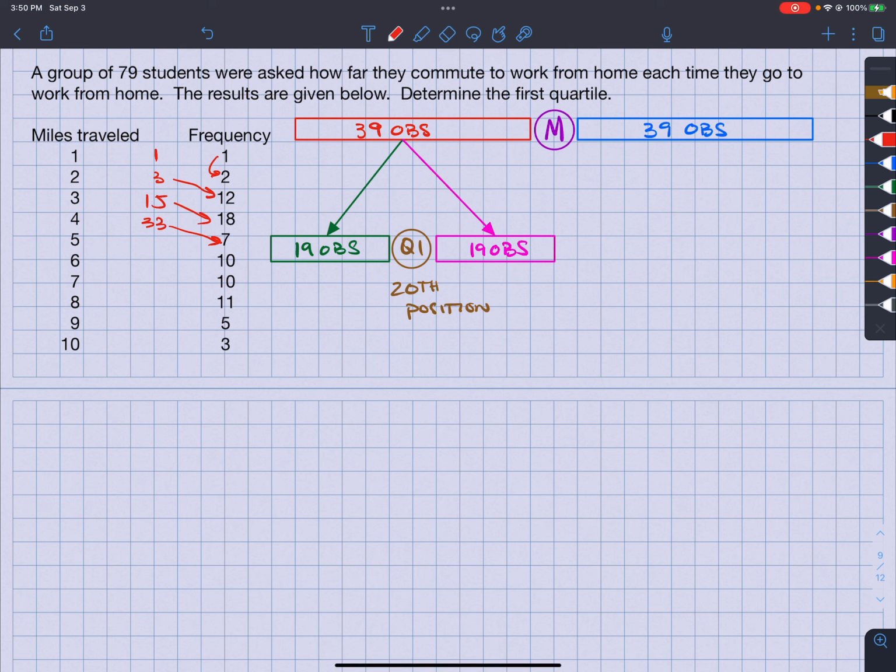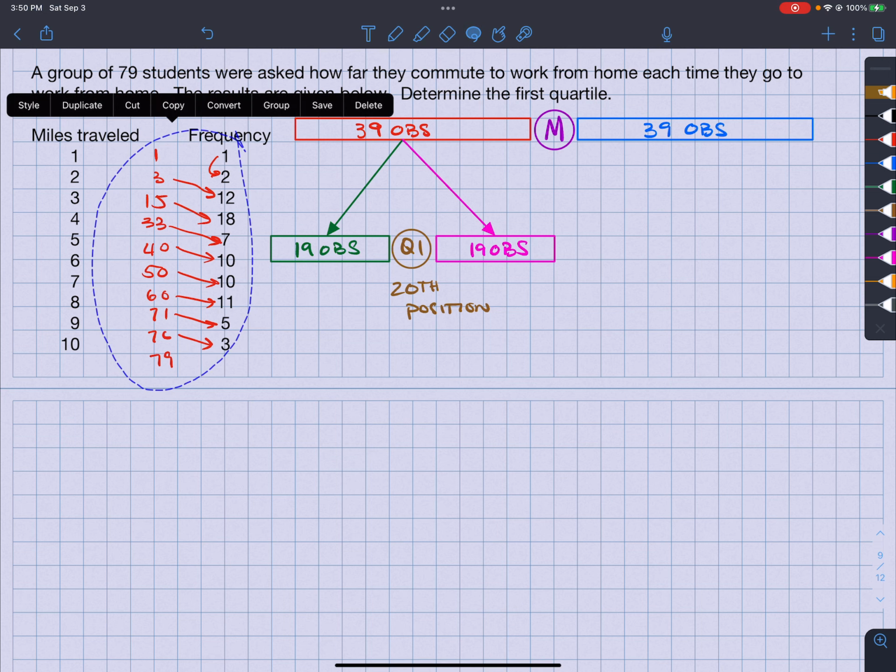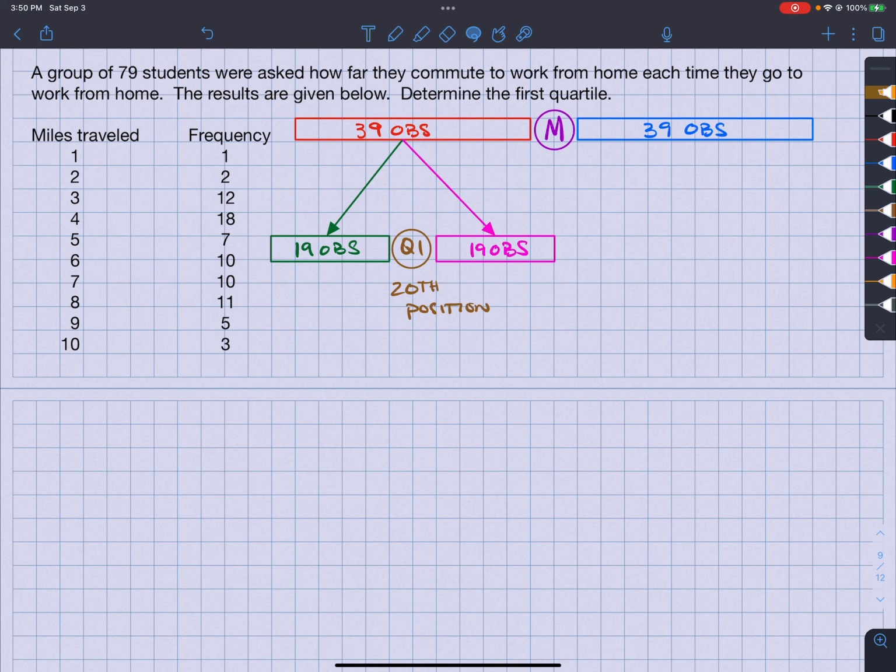33 plus 7 would give me 40. 40 plus 10 would get me 50. 50 plus 10 would give me 60. 60 plus 11 would give me 71. 71 plus 5 more would give me what? 76. 76 plus 3 would give me 79. Okay, so if you want to think of it that way, you could, so that you know what position is where.